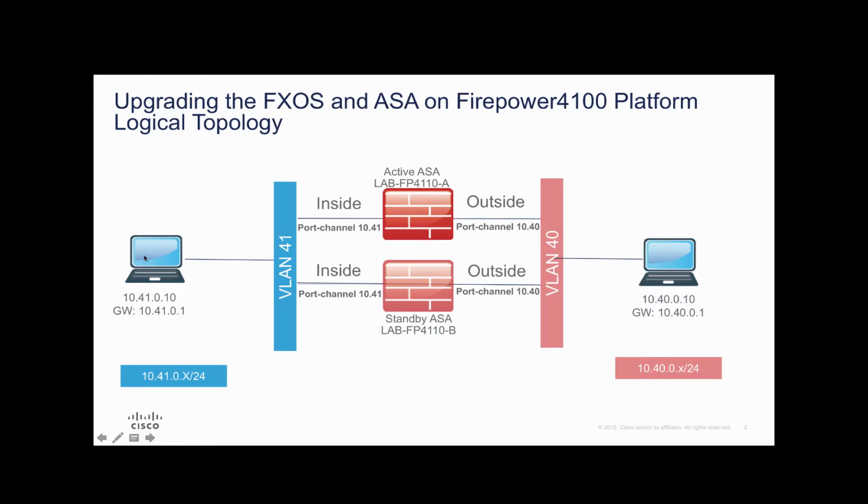Here I have two hosts on either side of this ASA. I'll start the ping from the inside host to the outside host before the upgrade. This is to show you that the traffic which is going through the ASA in high availability mode will not get disturbed during this upgrade process. This is because we always upgrade the standby unit, where the traffic moves through the active unit.